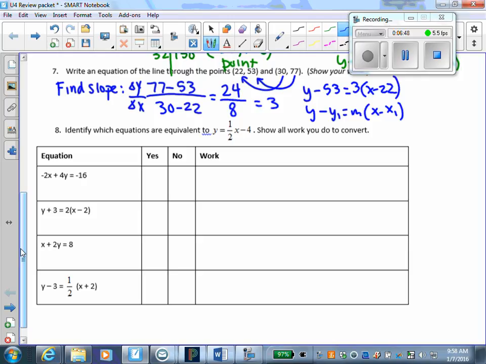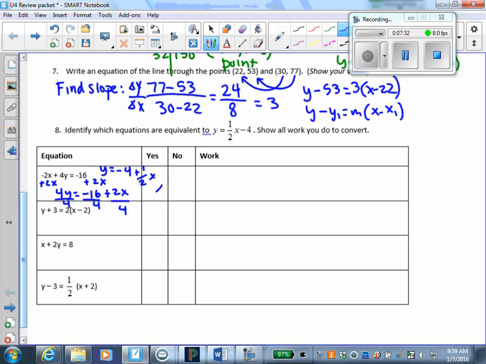Now, number 8, identify which equations are equivalent to y equals 1/2 x minus 4. Show all work you do to convert. Okay, so for all of these, I'm converting to slope-intercept form. So for this one here, it's in standard form. My first step is to get rid of the x term, so I'm going to add 2x. I hope you can read this. It's going to be 4y equals negative 16 plus 2x. Then I'm going to divide everything by 4. And I'm running out of room, but I'm going to get y equals negative 4 plus 1/2 x. So that is equivalent, even though it's in a different order. Negative 4 plus 1/2 x is the same as 1/2 x minus 4.